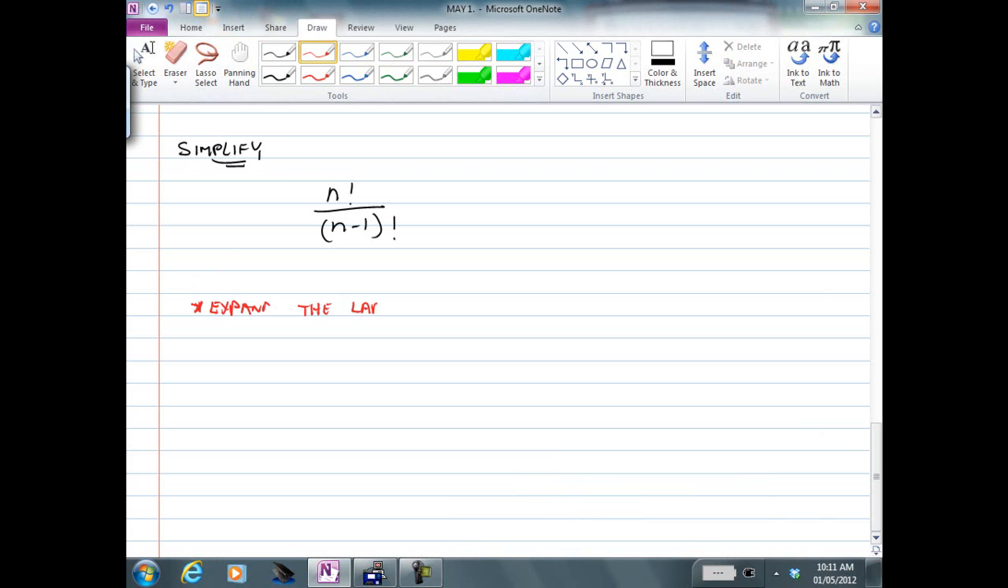The larger factorial. The question is, which one's the larger one? The top one or the bottom one? Top. How do you know? Because n is larger than n minus 1. Agree? Because n is larger than n minus 1. So I'm going to expand this out. Now, look at the way, if I use numbers, it's easy. For example, 5 factorial equals 5 times 4 times 3. Notice that it always gets 1 less.